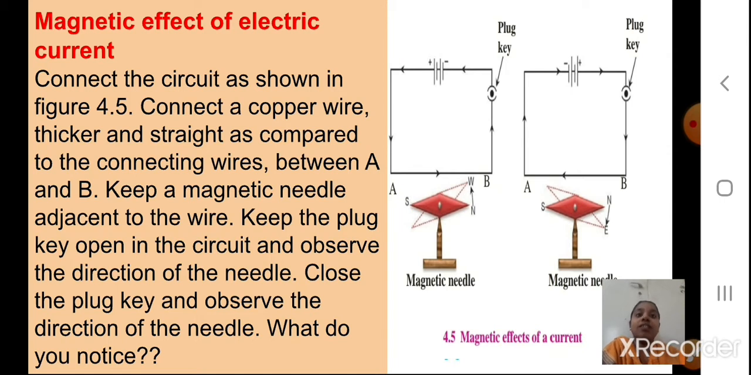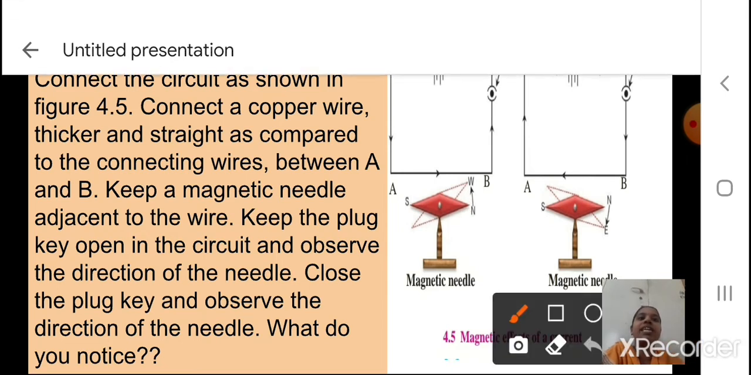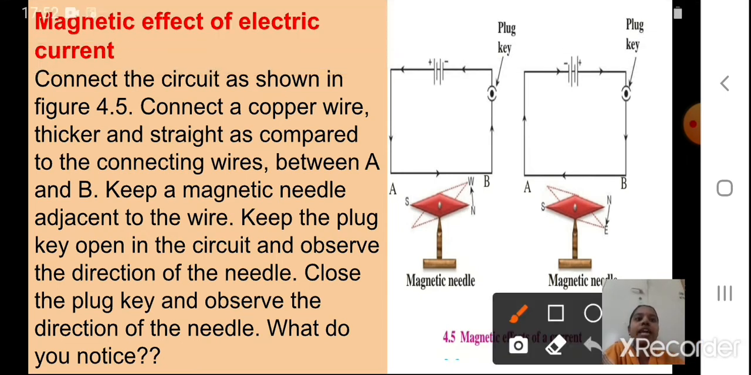Connect the circuit as shown in figure 4.5. You can see a circuit is there. Now we are going to connect a copper wire, thicker and straight as compared to the connecting wires, between A and B. Where are your points A and B? See, this is your point A and this is your point B. I am connecting them by using straight connecting wires.